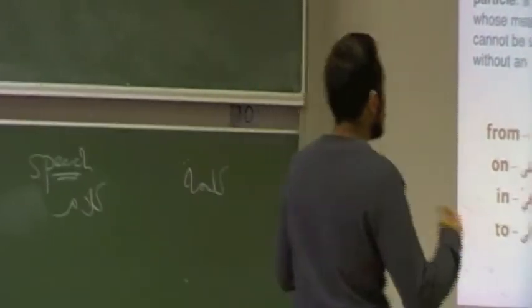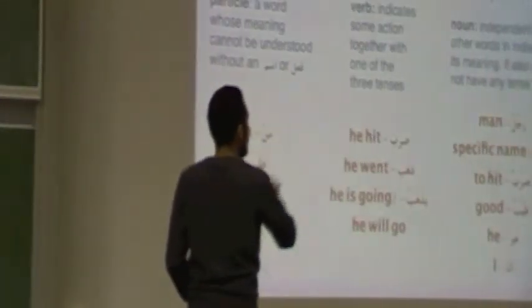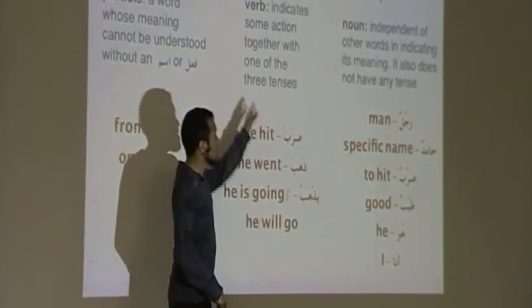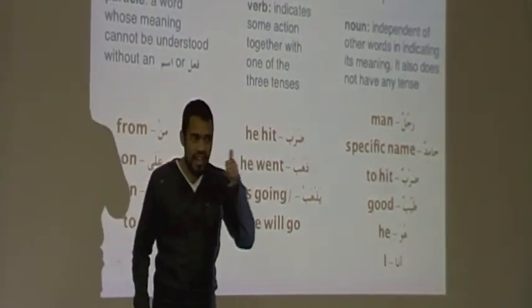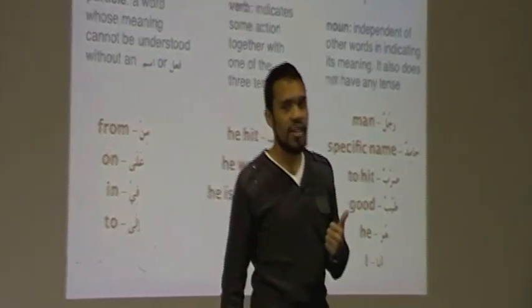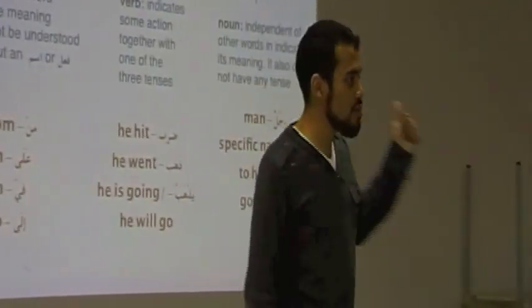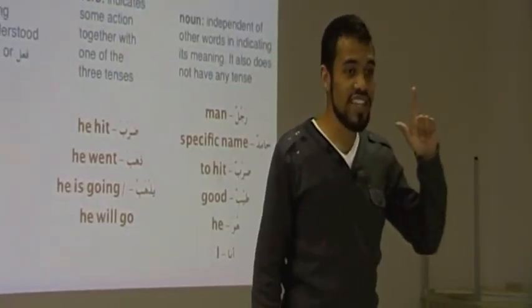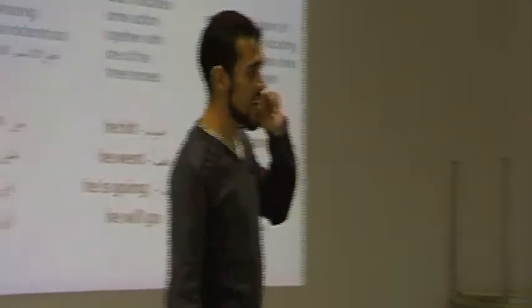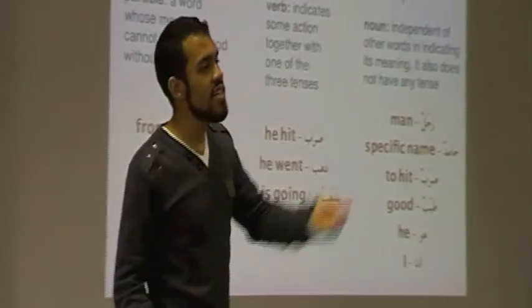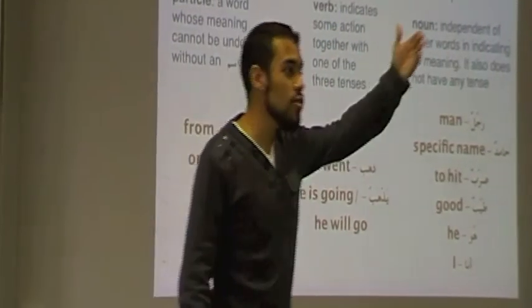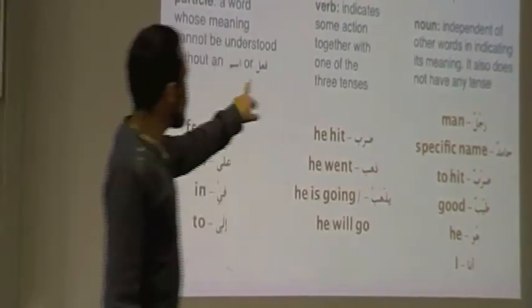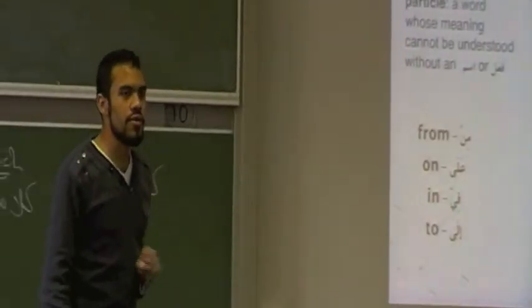The second part, fi'lun, indicates some action together with one of three tenses. It indicates an action. In other words, it's a doing word. And what's the other important thing? It's got tense, one of the three tenses: either something that has happened, is happening, or will happen. And what's the key difference between the ismun and the fi'lun?